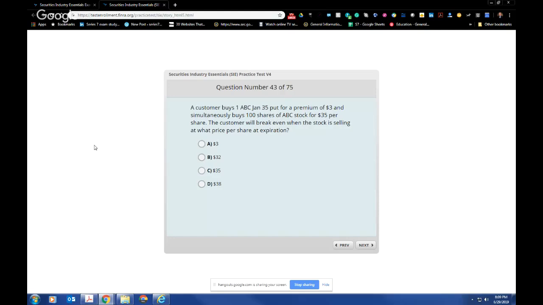So here, you bought 100 shares at 35 and you bought a put. So you're going to add 35 plus 3, which is 38. That's the answer. Don't get that wrong. That'll absolutely be on the exam.